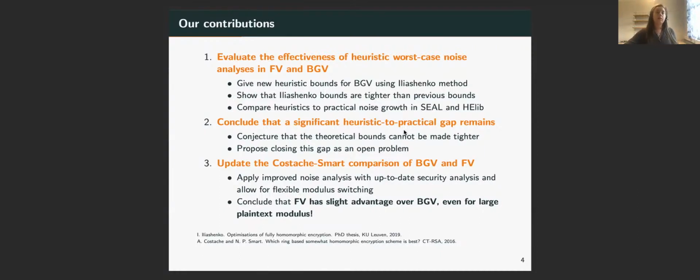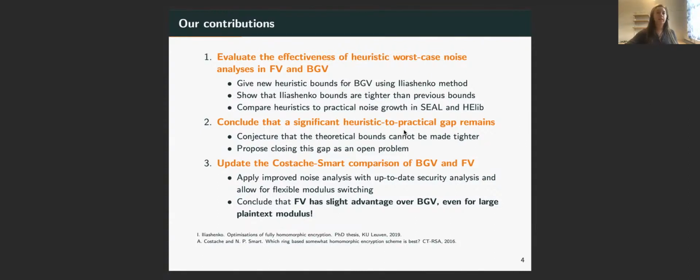And what we find is that although we do have an improvement over the previous heuristic bounds, there's a significant gap between what is observed and what was predicted theoretically. And we call this the heuristic to practical gap. And we also make the conjecture that the current approach, meaning the heuristic worst case, cannot tighten the bounds any further than we did in this paper. And what we do is that we propose closing this gap through other methods as an open problem.